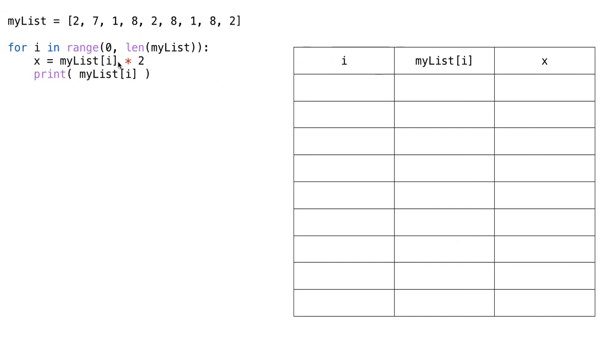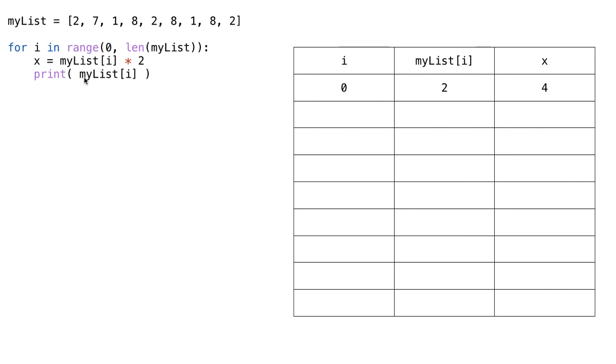So again, the starting value of i is going to be 0. We plug the value of i into the brackets here, which is 0, so we get my_list bracket 0, which will pull out this 2, and we take that 2 we pull out of the list and multiply it by 2, and that value will then go in x. So my_list bracket 0, just that alone is 2. We take that 2 and multiply it by 2 to get the value of x, which should be 4.